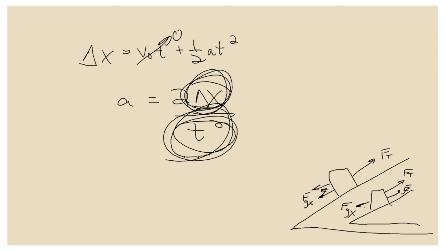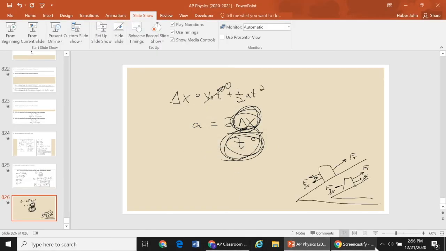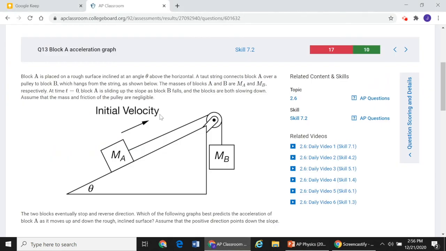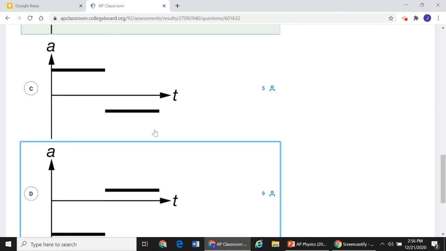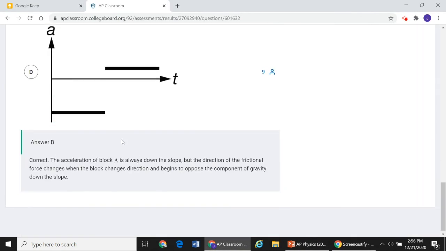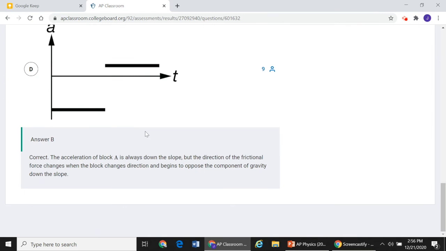And since only FGX is now acting in the direction of the acceleration, instead of the two forces from before, the force in the direction of the acceleration, and thus the net force, has to be smaller here. And because it has to be smaller here, it makes the acceleration smaller. And so as it says here, the acceleration of block A is only down the slope, but the direction of the frictional force changes when the block changes direction and begins to oppose the component of gravity down the slope.